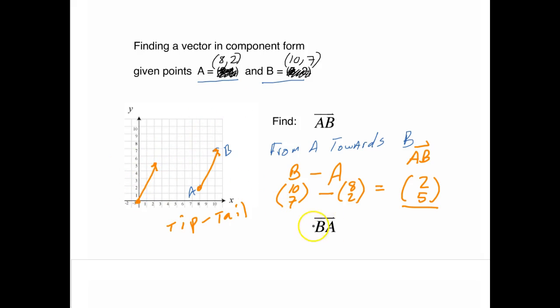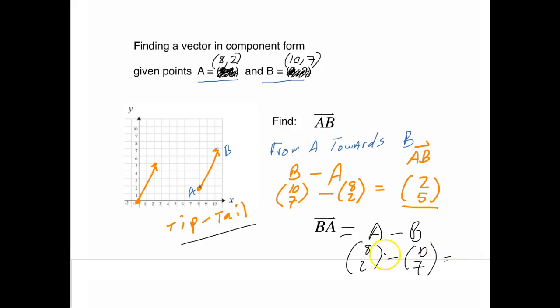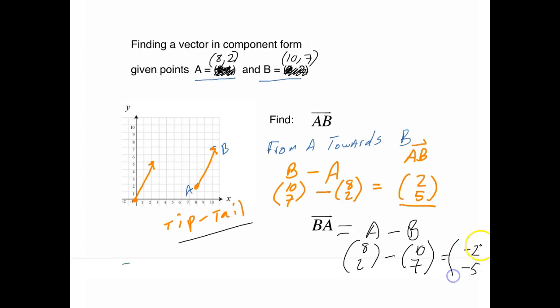Now let's quickly do BA right here. So right, the same idea, tip minus tail. So in this case, my tip's going to be A. So this is going to be A minus B. Right? A is 8, 2. B is 10, 7. Subtract the corresponding parts. So 8 minus 10 is negative 2. 2 minus 7 is negative 5. And now you have the vector BA.